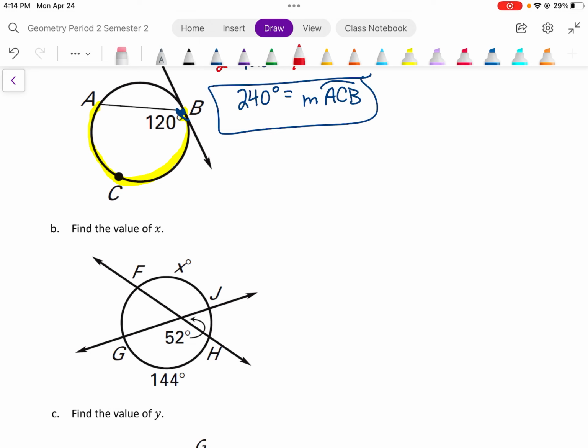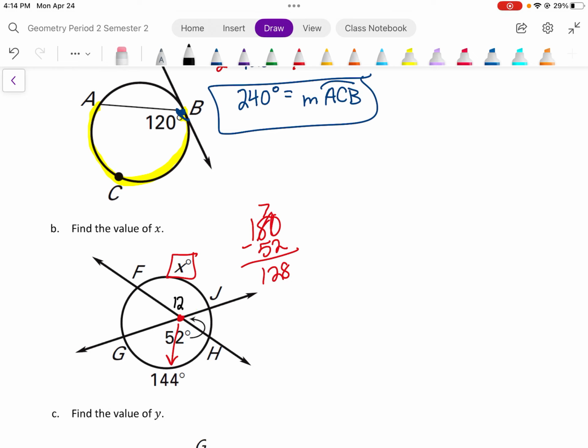This one might look familiar. We have done this before. So we need to figure out x, and these two angles are opposite of each other. So we first need to figure out what this angle here is. So we're going to take 180 minus 52. And that's going to give us 128 degrees.